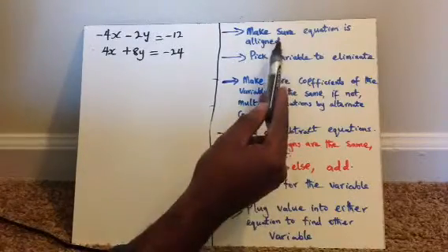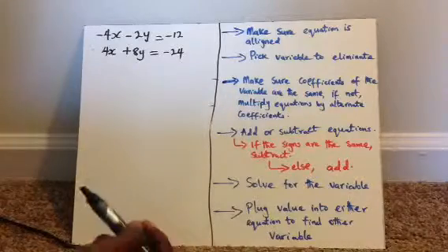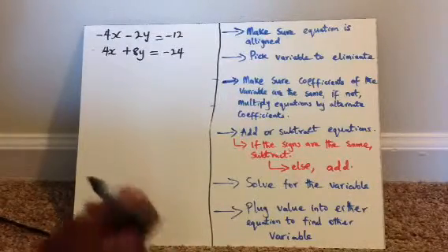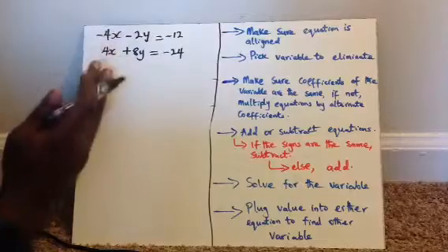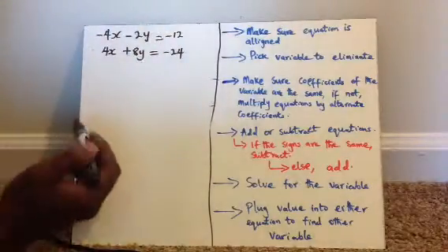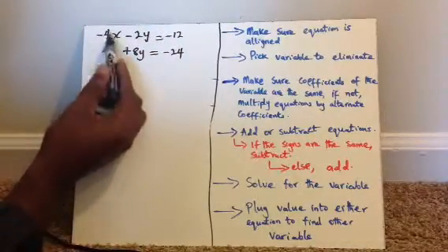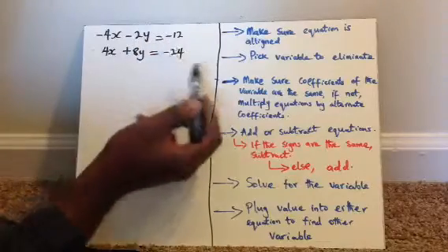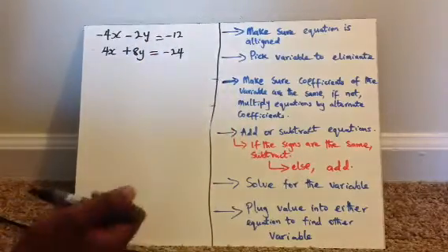We have the first step, make sure equation is aligned. So all that is saying is you have your x, y, and constant. So we have x, y, and constant. So it is aligned. So the first condition is met.